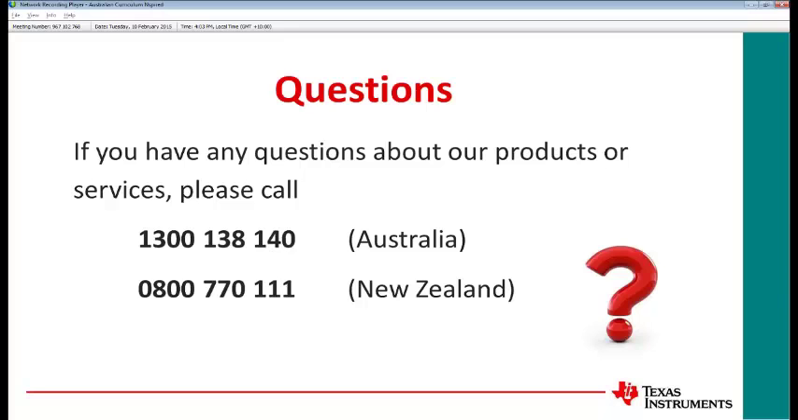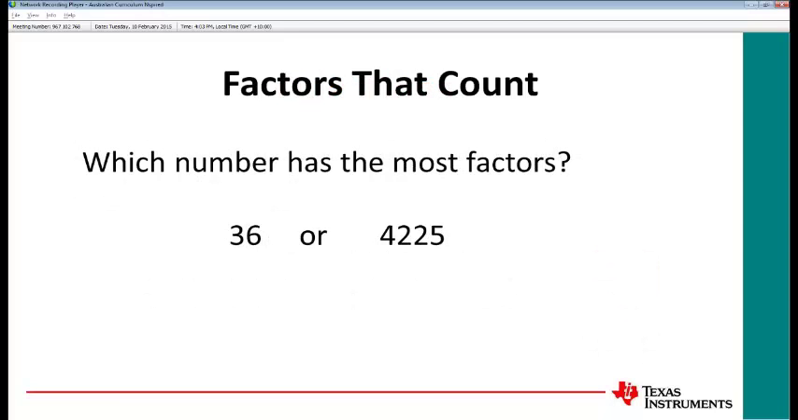All right, so we're going to get started, and here's my first question, and that is, which number, either 36 or 425, which of those two numbers has the largest number of factors?